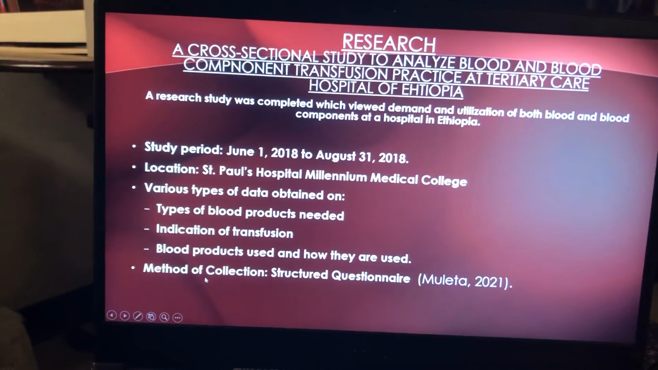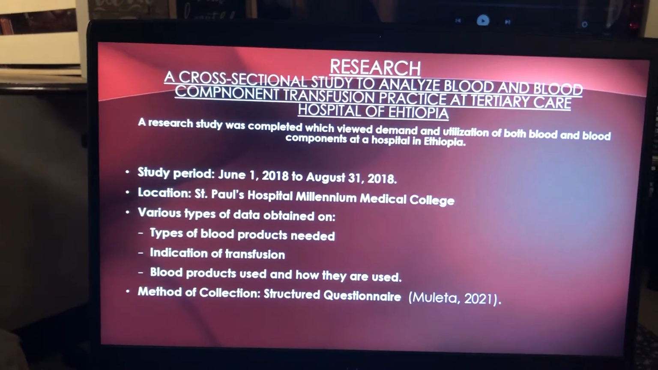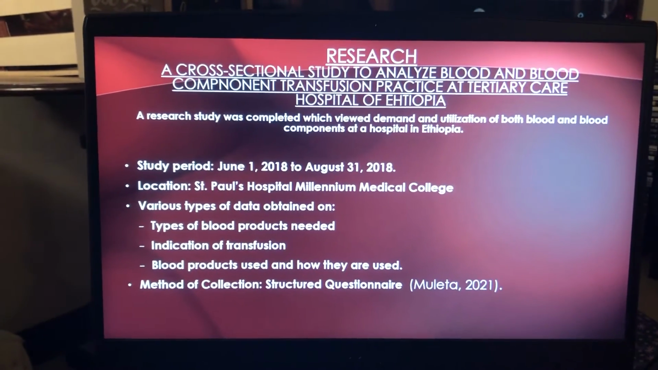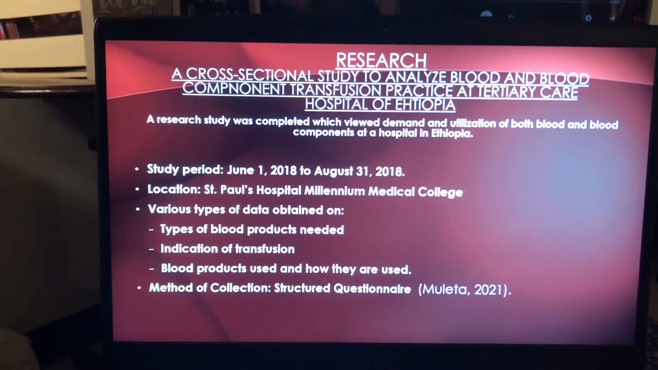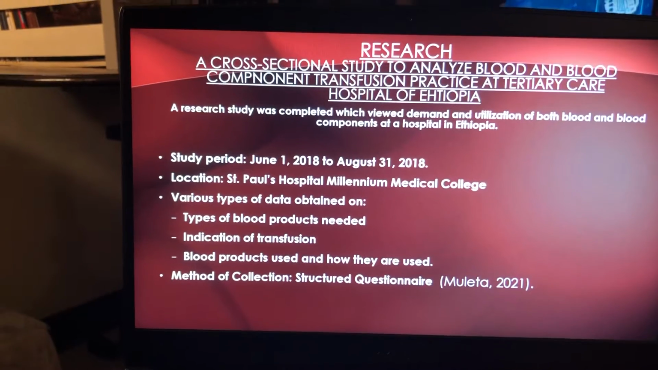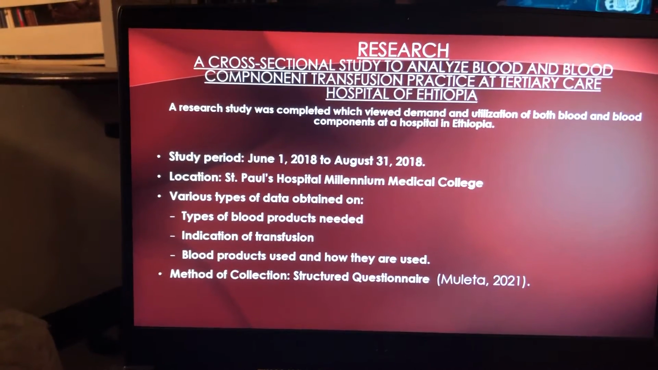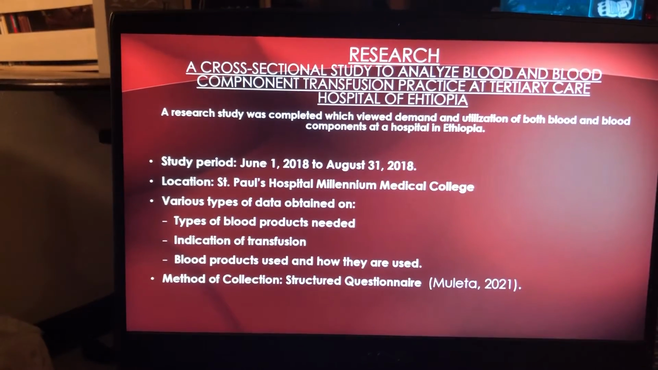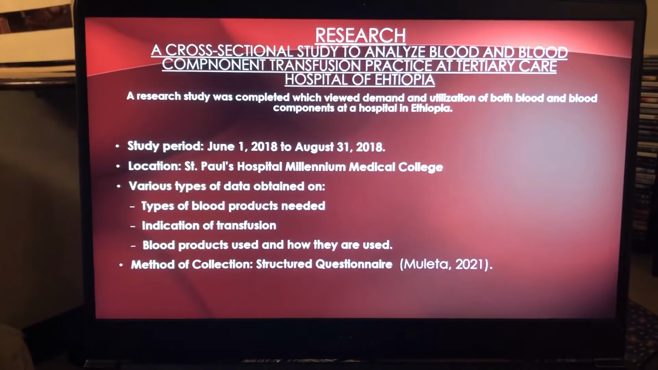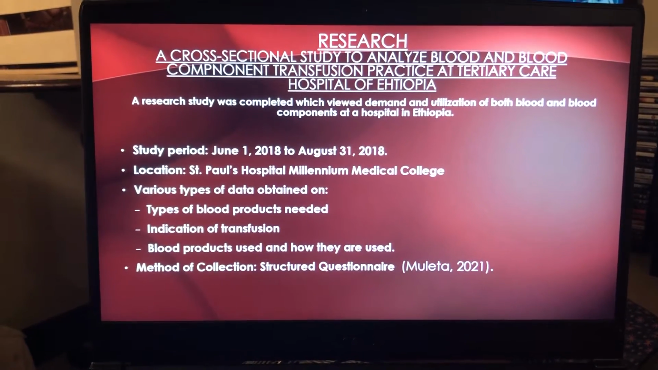Now I'm going to discuss the research study that I reviewed. It is a cross-sectional study to analyze blood and blood component transfusion practice at a tertiary care hospital in Ethiopia. It was completed to view the demand and utilization of both blood and blood components at a hospital in Ethiopia. The study period went from June 1st of 2018 to August 31st of 2018. It was at St. Paul's Hospital Millennium Medical College.